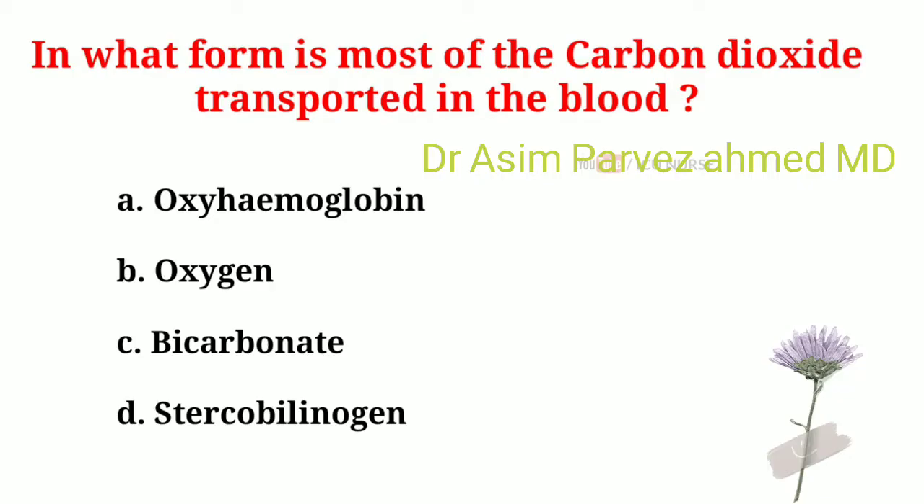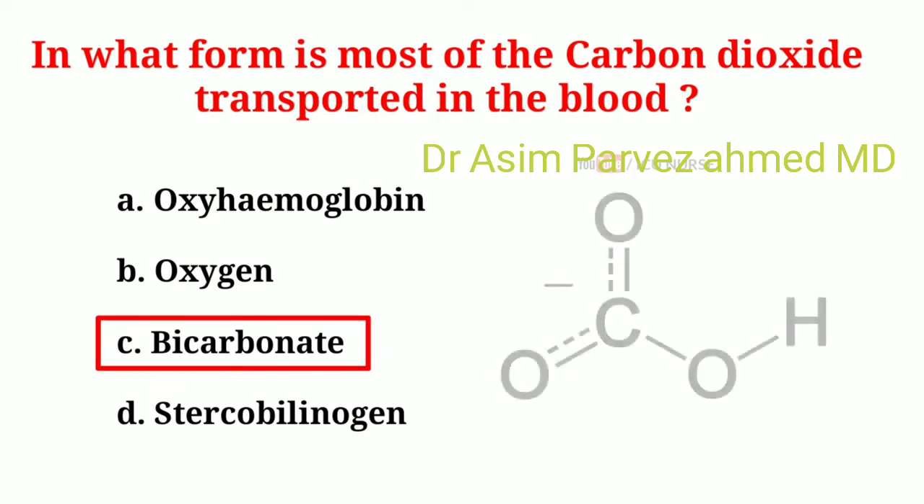B. Oxygen. C. Bicarbonate. D. Stercobilinogen. And the correct answer is C. Bicarbonate. Some of the carbon dioxide is transported dissolved in the plasma. Some carbon dioxide is transported as carbaminohemoglobin. However, most carbon dioxide is transported as bicarbonate.